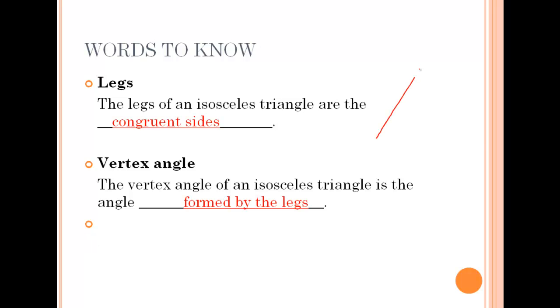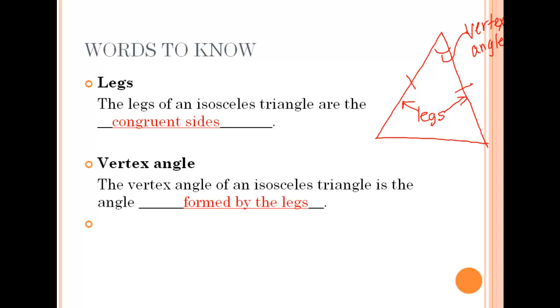Okay, so I'm going to draw an isosceles triangle here. And we learned yesterday isosceles means that it's got two congruent sides. And the legs are my two sides that are the same. So these two right here, those are called my legs of the triangle. The vertex angle of an isosceles triangle is the angle formed by the legs. So this angle up here, this is my vertex angle, because it's the angle formed by the two legs.